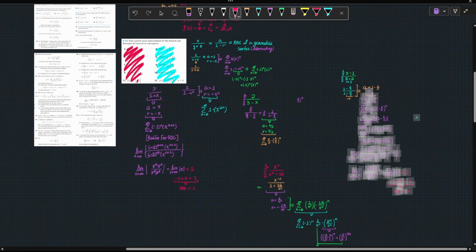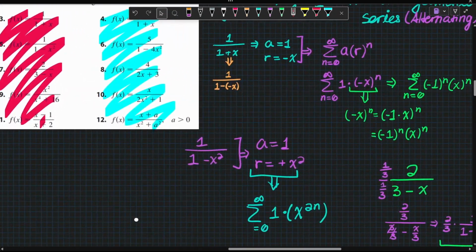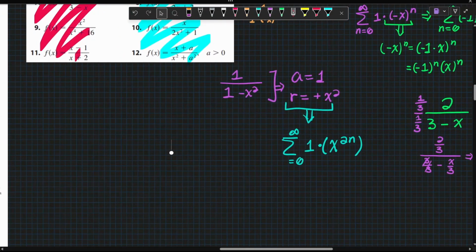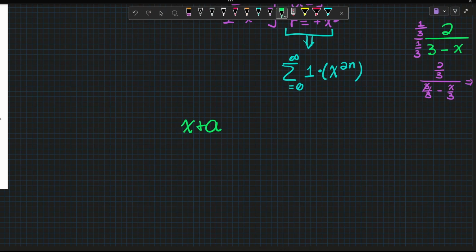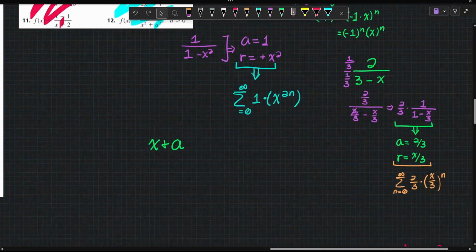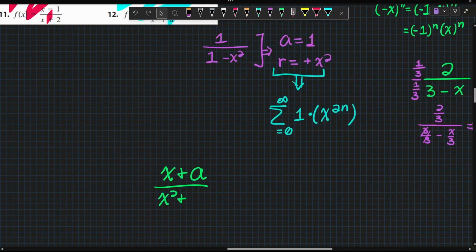Alright. Okay, let's see. Let's try a hard one. Let's do the last one, 12. So we have x plus a. So we'll basically generate a new formula for ourselves for any function or series in the form x over x plus x squared plus a squared.